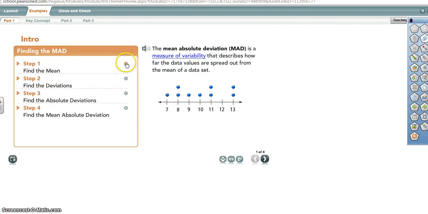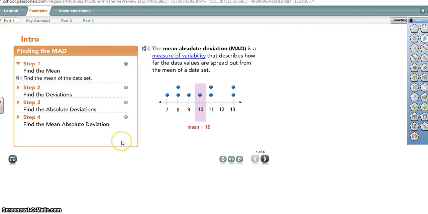First off, you have to find the mean. So in this example, the mean is 10. They've already calculated it for us. But we would add up 7 plus 8 plus 8 plus 9 plus 10 plus 11 plus 11 plus 13 plus 13 and divide by 9, because there are 9 data values. But we get a mean of 10. Next, we find the deviations.